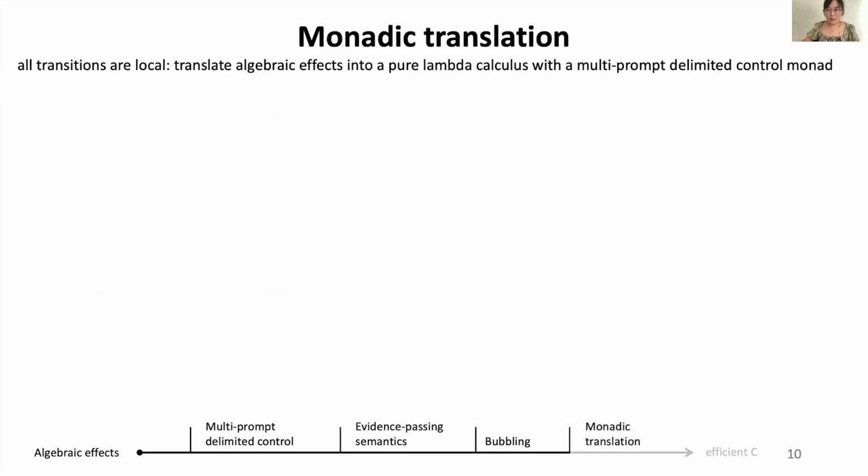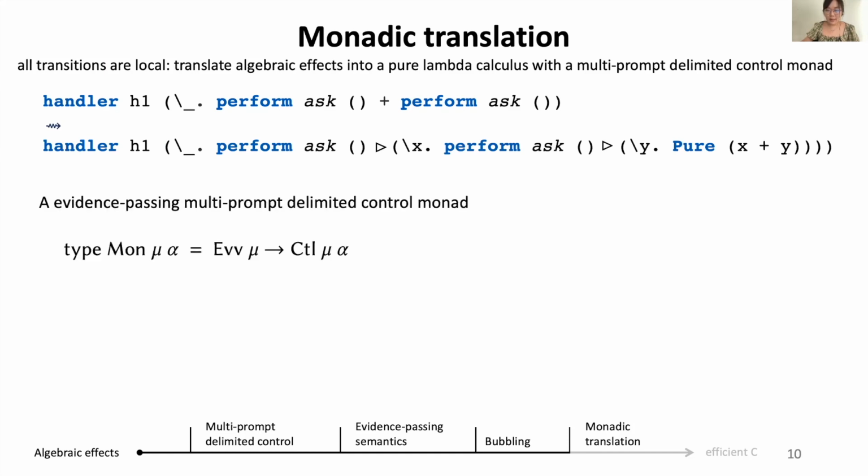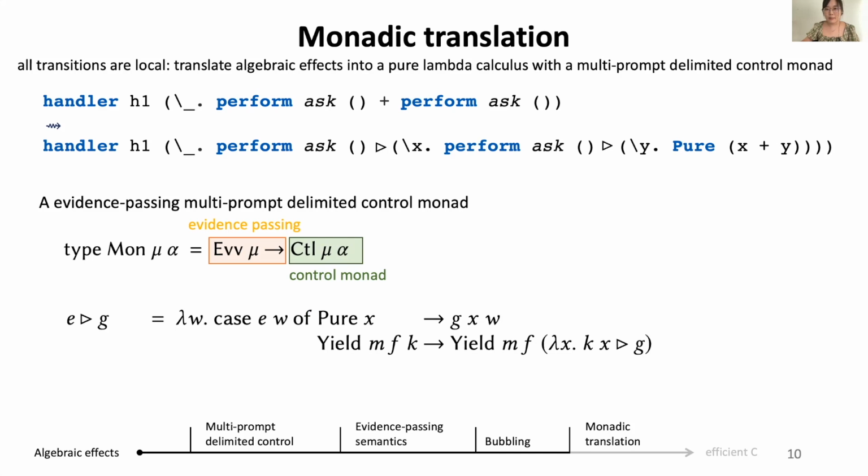With monadic translation, our running example will be translated into a monadic expression like this. The monad we are using is also regular. It is essentially a reader monad for the current evidence vector composed with a control monad. The definition of the control monad can be better understood via the monadic binding of the monad. If we bind E with G, we will first evaluate E. If E results in a pure result, then we can pass the result and the current evidence vector to G. Otherwise, if E performs an operation and thus generates a yield, we will bubble this yield and add G to the partially built up resumption.